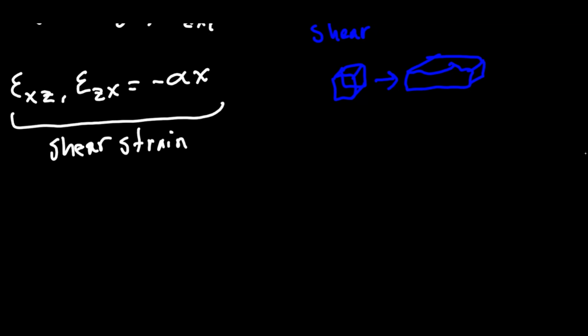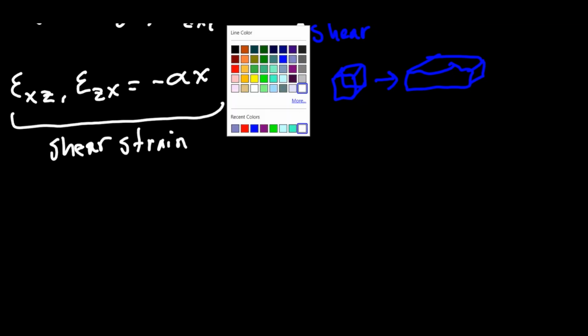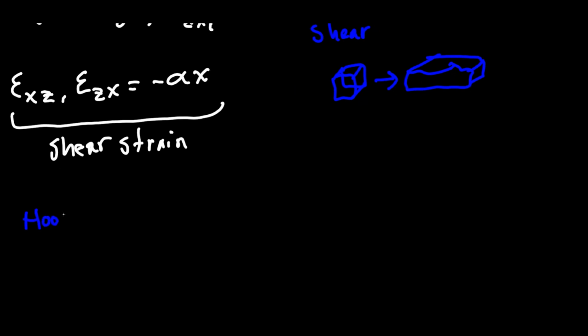Okay. Now, let's relate the strain to the stress to find out our stress tensor. So here we have Hooke's law, which is what we're going to use. So let me actually put Hooke's law on screen. So this is just going to look like our stress tensor is a combination of our volumetric component and our shear component.